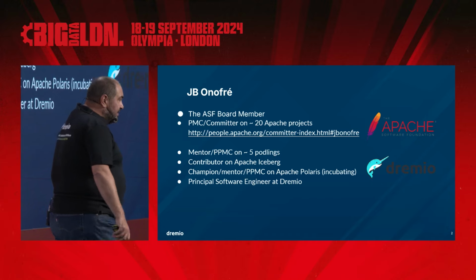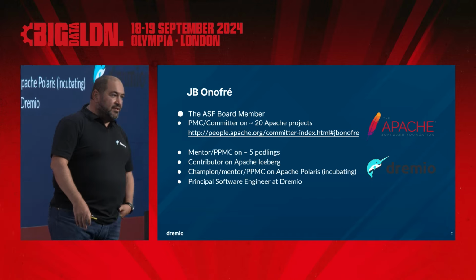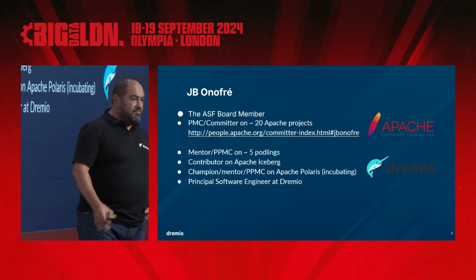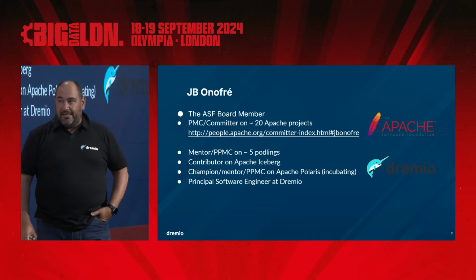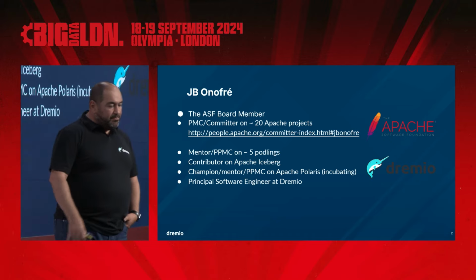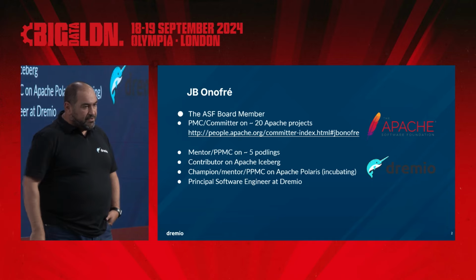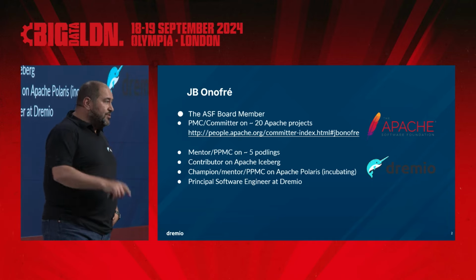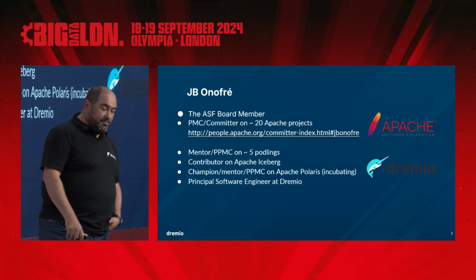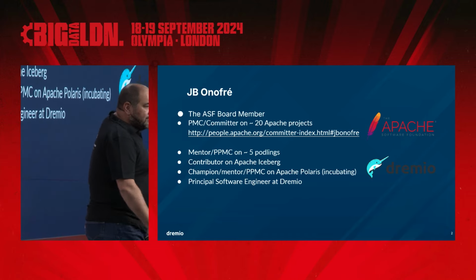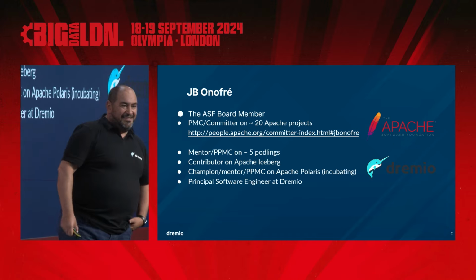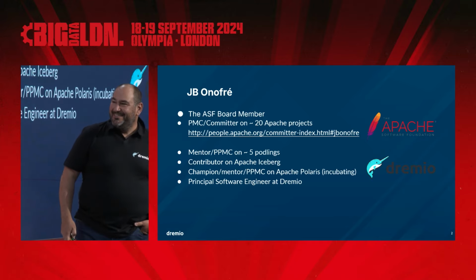So I'm JB. I'm a board member of the Apache Software Foundation. I'm PMC member or committer on roughly 20 Apache projects. I also mentor and PPMC on Podlink. So with Podlink, I have a project in the incubator. And I'm contributor on Apache Iceberg and champion on Polaris. I'm also principal software engineer at Dremio. So as you can see there, and you see the mascot just before.